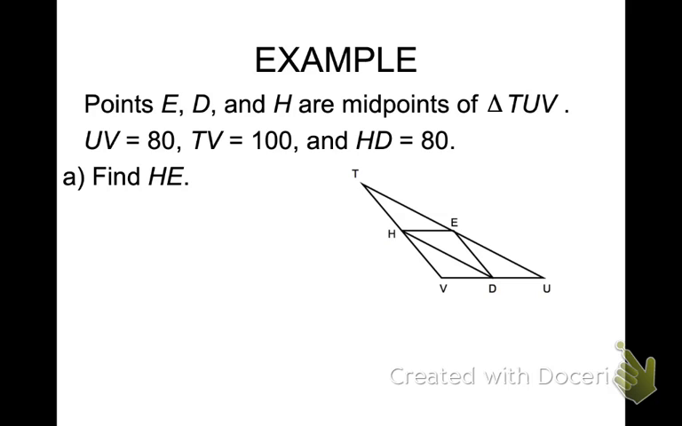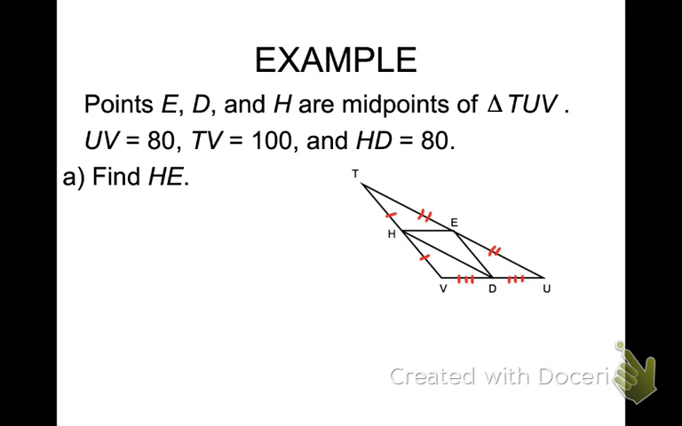Okay, and then we have this diagram yet. So it tells us that points E, D, and H are midpoints of triangle TUV. Now I'm going to do some labeling. So we know that we have midpoint, midpoint, midpoint, midpoint, midpoint, midpoint. So that gets you all those parts equal to each other.